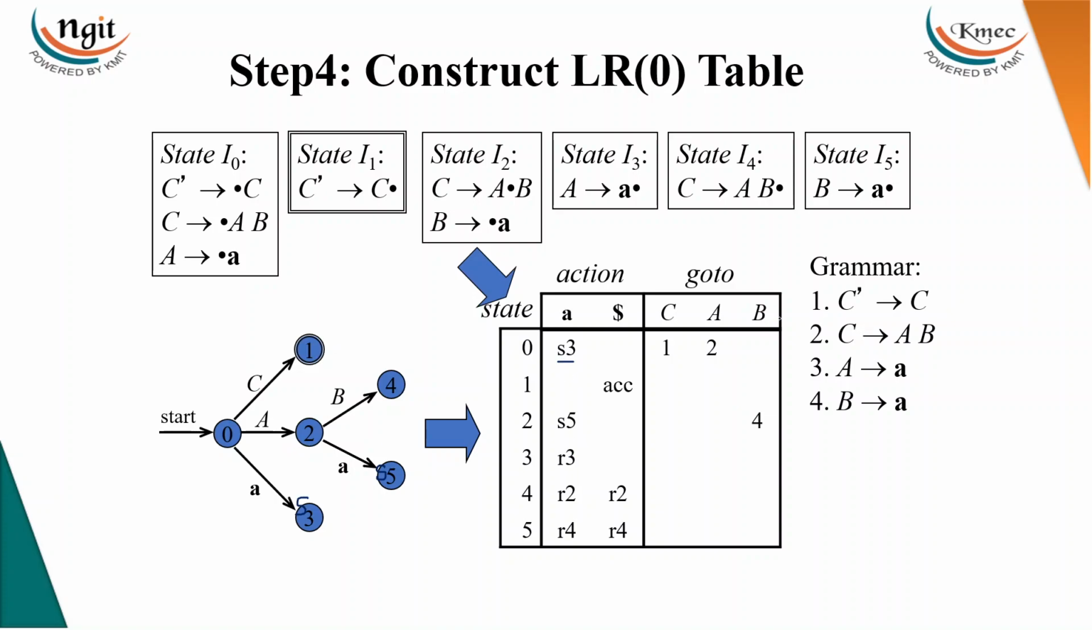When we have to perform reduce: if a production is completed, like in I4, you have to perform the reduce. In I5, the production is completed, so you have to perform the reduce. Here we don't have any complete production, that's why I didn't perform reduce. And I1 also has no reduce, because it is the augmented production, so we have to perform accept, not reduce. I2 has no complete production, I3 is complete, reduce. So if the augmented production is completed, perform accept. If normal productions are completed, perform reduce.